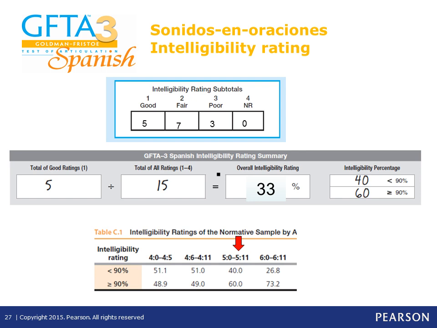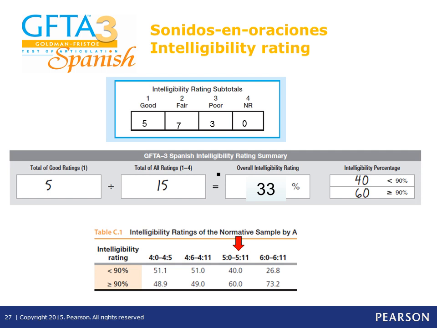Divide the total of good ratings by the total of all ratings and multiply the quotient by 100. Record the value in the overall intelligibility rating. Intelligibility percentage can be recorded by using table C1 located in the manual.